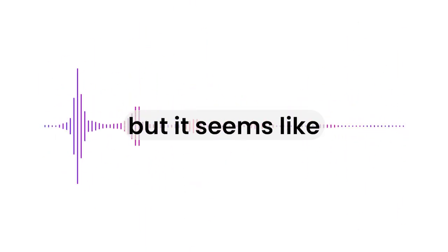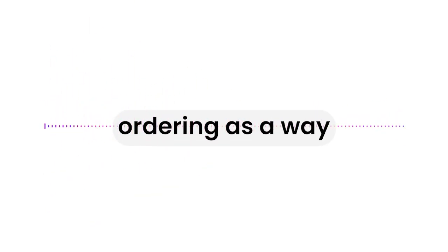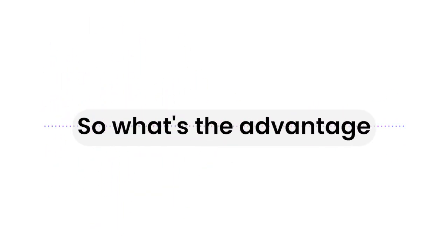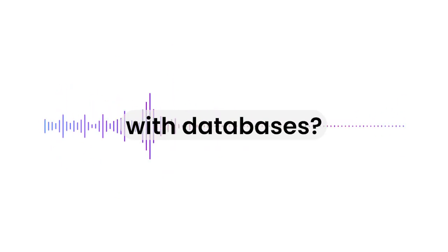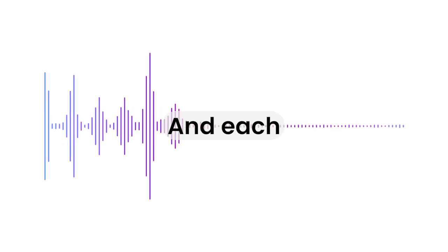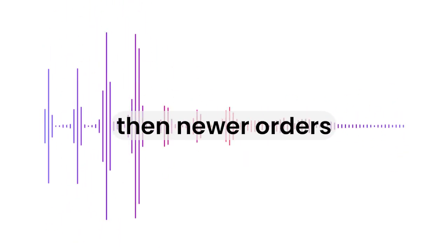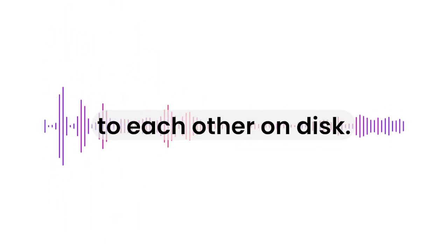Wow, okay. So V4 is very popular, but it seems like there was still room for improvement, especially when it came to databases. You're catching on. The limitations of V1 and the pure randomness of V4 led developers to start creating their own custom UUID implementations. A lot of these focused on time ordering as a way to improve database performance. What's the advantage of time ordering when you're working with databases? Imagine you're storing data about customer orders, and each order has a UUID. If those UUIDs are time ordered, then newer orders are going to be physically stored closer to each other on disk.